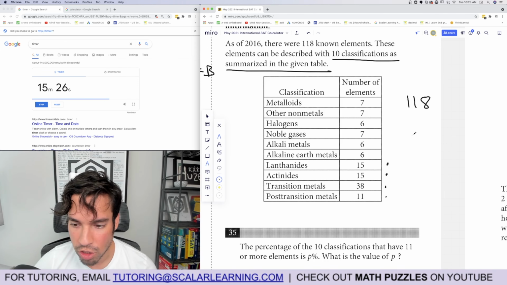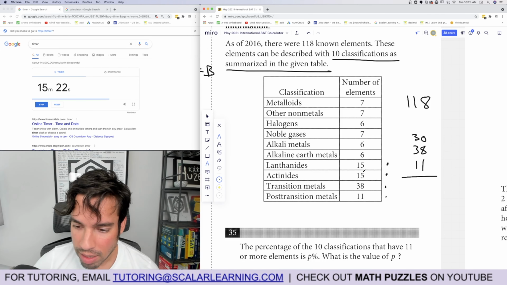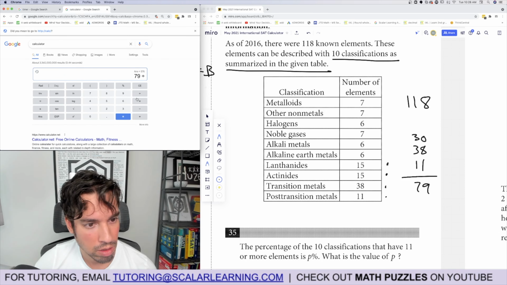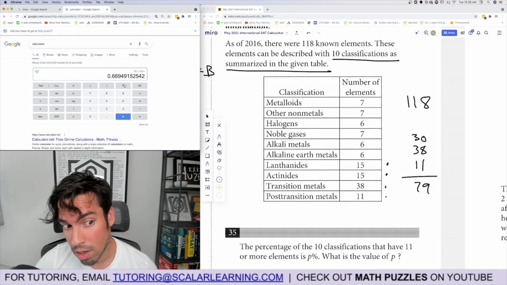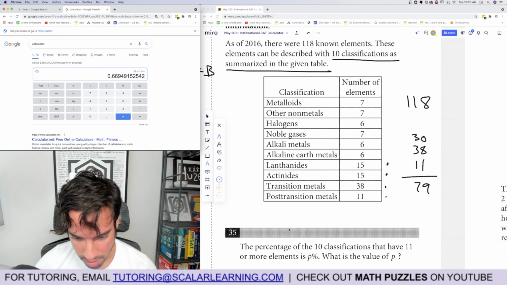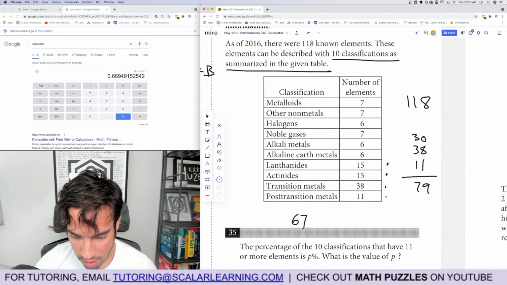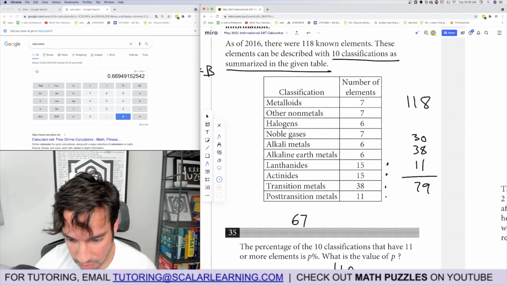This is strange. So it's 30 plus 38 plus 11. I just did 15 plus 15 is 30, so it's 68, 79. So it's 79 out of 118. Let's hope that gives us a nice percentage. No, it does not. And it doesn't say to round. Oh, this is looking bad. What is the value of P? So 67 versus, it would just be 40.